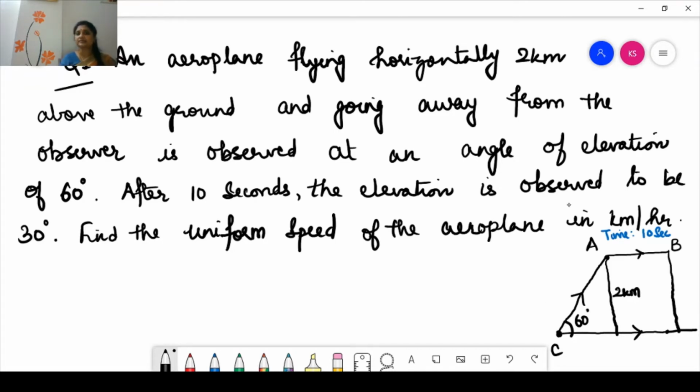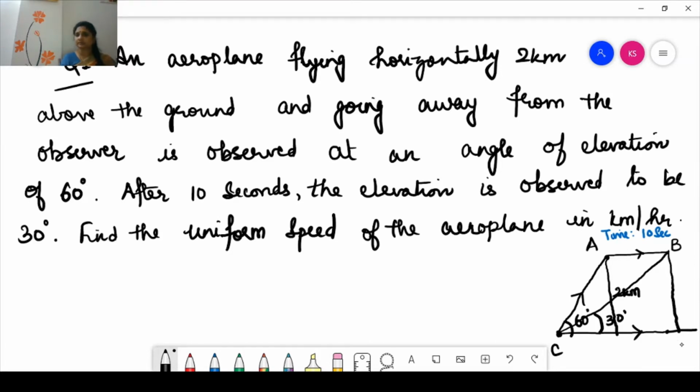Now, after 10 seconds, the angle of elevation reduces to 30 degrees, right? So it's always like that. When the object goes farther away from you, the angle of elevation will be less. You need not lift your head too much. But for the one right on top of you, you will raise it to the maximum. And slowly you will start reducing the raise of your head as it moves away from you, right? So after 10 seconds, since it's moving farther away from him, his angle of elevation goes to 30 degrees. So this is our figure.